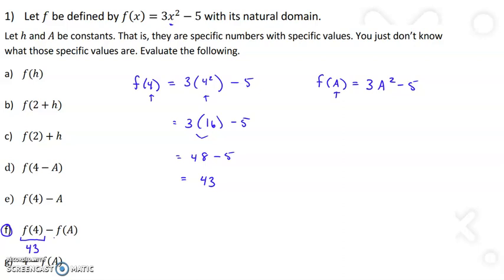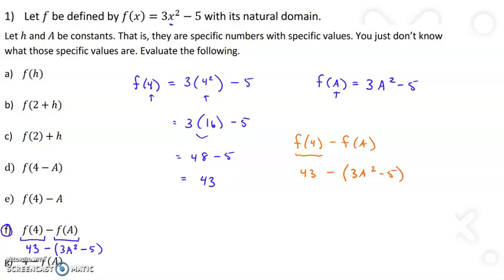So we'll go ahead and complete our step here. We've got 43, right? That was our value for f of 4. We're subtracting everything that we got from f of a, which in this case was 3a squared minus 5. Right, you might want to put that inside parentheses so that we can subtract each of those terms. So let's go ahead and work that out. For f of 4, we had 43, and for f of a, we had 3a squared minus 5.